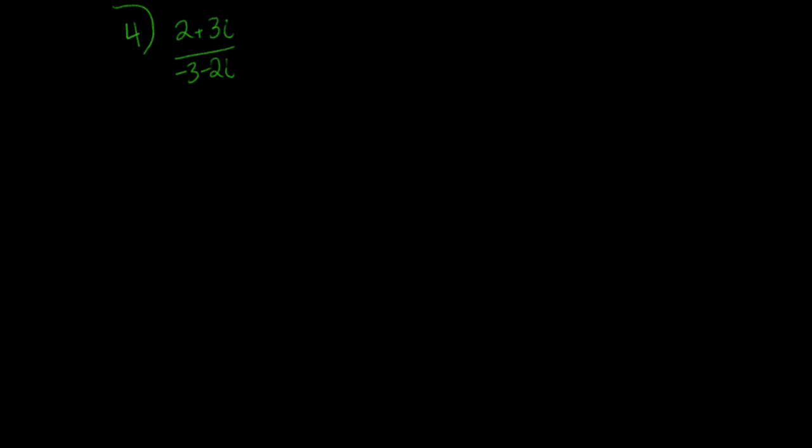Okay, number 4, the deal is it's kind of like simplifying a quotient. Usually it's like rationalizing a denominator: you want the denominator to be a real number. So what we're going to do is multiply by the conjugate. I just want you to get comfortable with this. I'll say numerator and denominator, top and bottom, for shorthand.